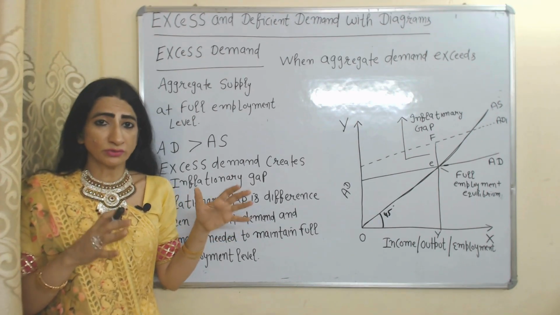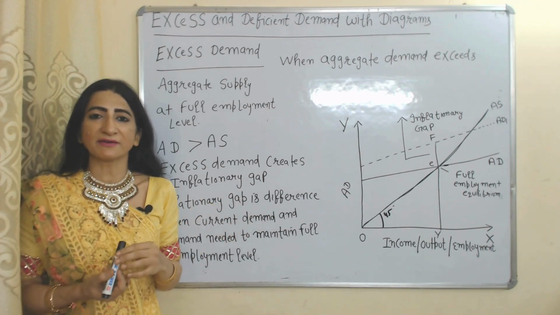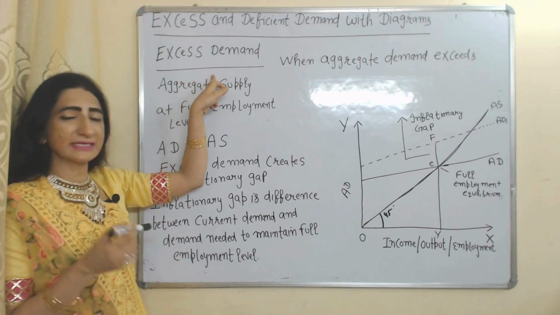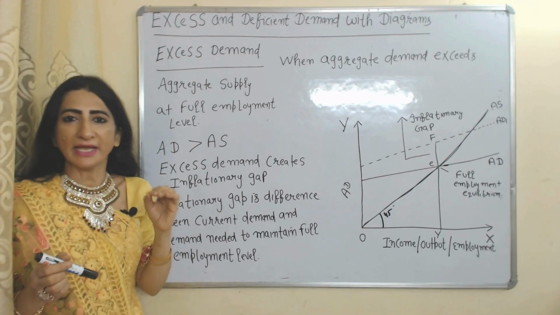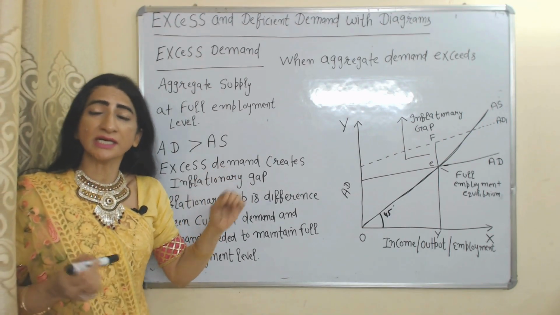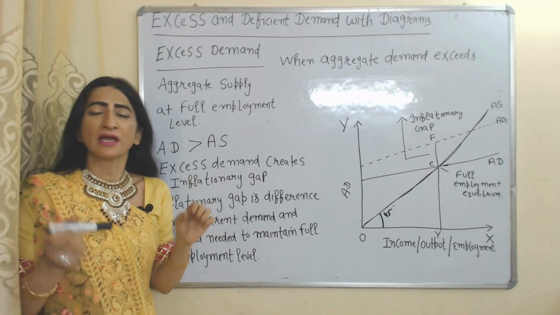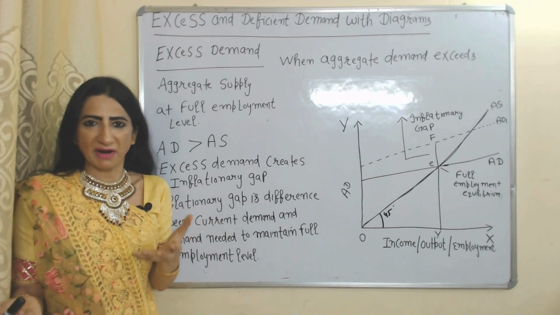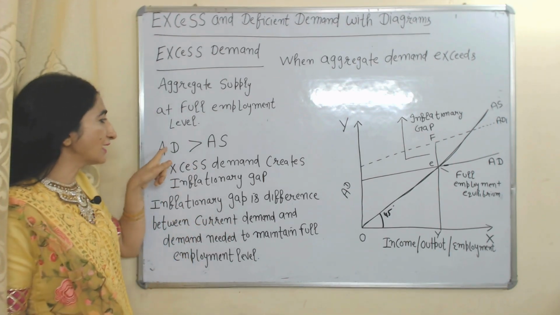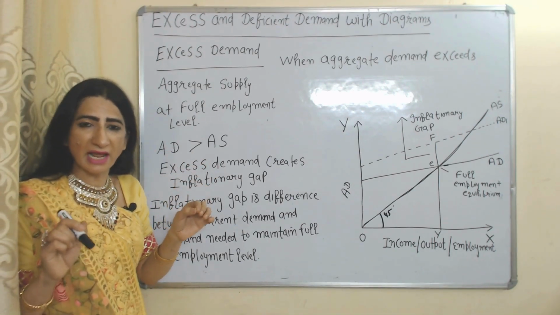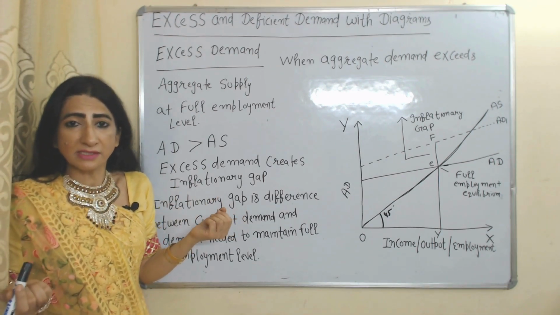Today we are going to talk about excess and deficient demand with the diagrams. First of all, we will see excess demand. When aggregate demand exceeds aggregate supply at full employment level, it will be called excess demand.